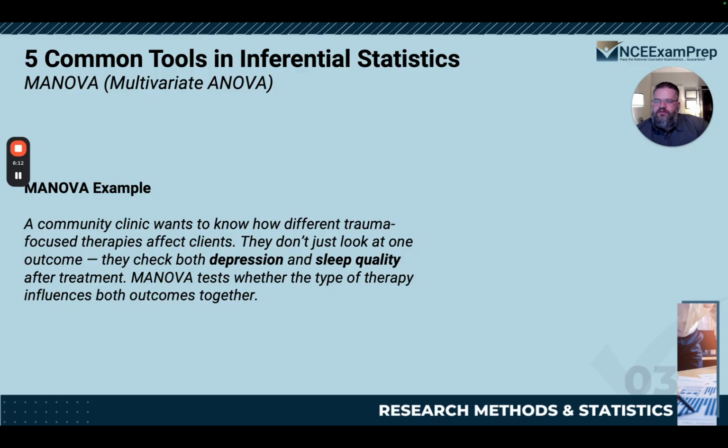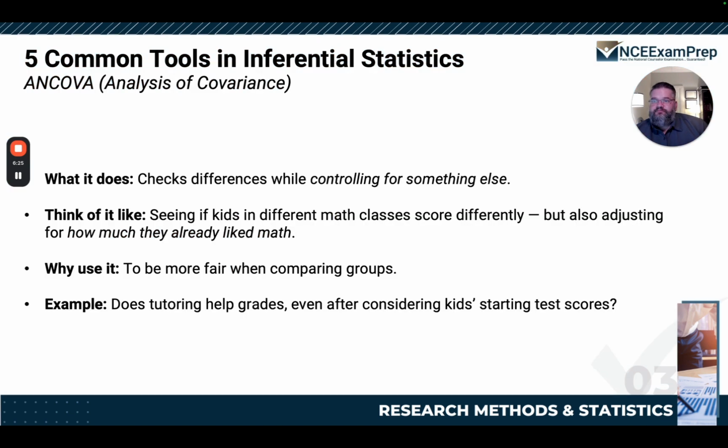And again, there's formulas for this. I'm not going to learn the formulas. We don't need to know them. But we do need to know that we're looking at multiple outcomes with a multivariate ANOVA or a MANOVA type of test. And then we finally have ANCOVA, an analysis of covariance.